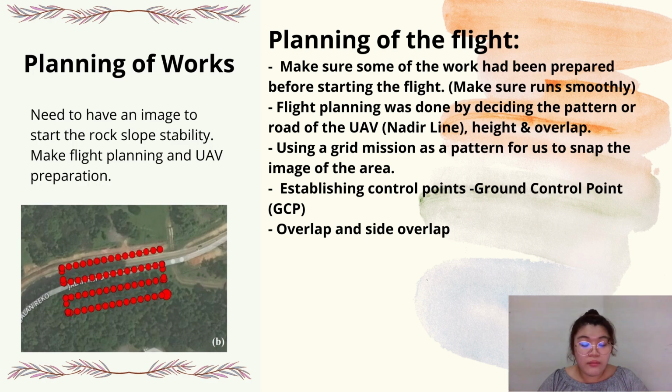Flight planning was done by deciding the pattern or route of the UAV, height and overlap. The route of the UAV is also known as the nadir line. We'll be using a grid mission as a pattern for us to snap the images of the area. We also need to establish control points, also known as ground control points (GCP). Ground control points contain coordinates for us, so it'll be easy for us to combine all of the images.